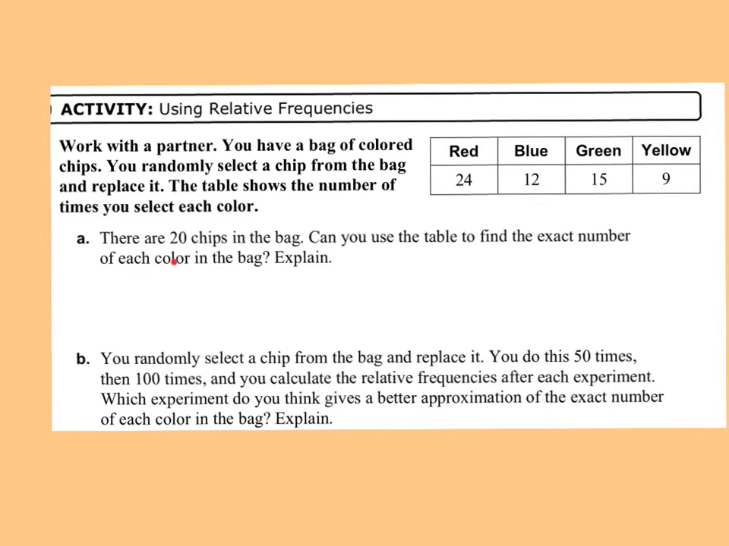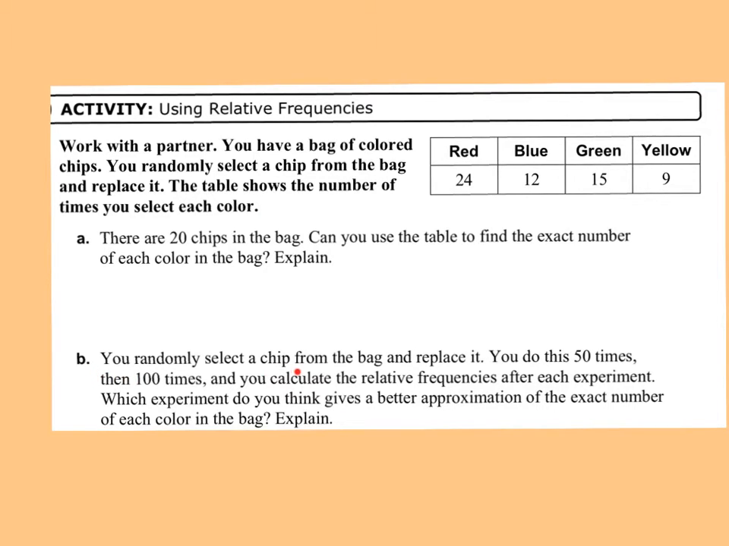And so our first question says, if there are 20 chips in the bag, can you use the table to find the exact number of each color in the bag? Explain. Well, we can't find the exact number, but we can make some decisions about what we think there might be more or less of. So I would predict that there's more red than yellow based on the information in the table, and there might be close to the same amount of blues and greens. But I haven't looked in the bag yet, so I'm just making some predictions based on this relative frequency.